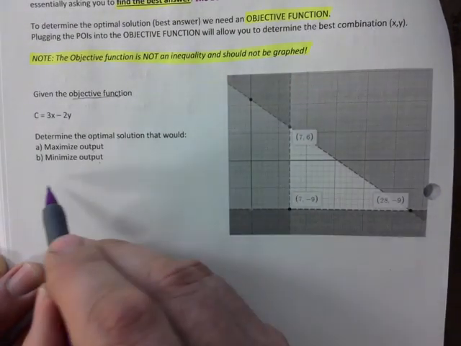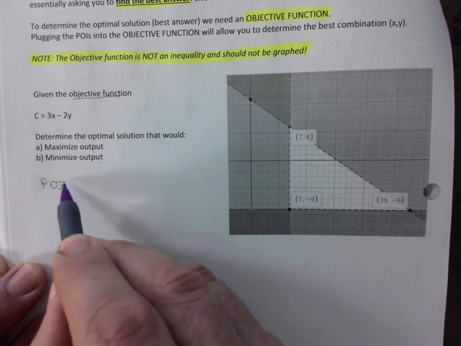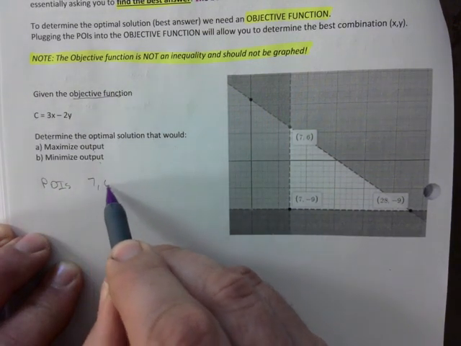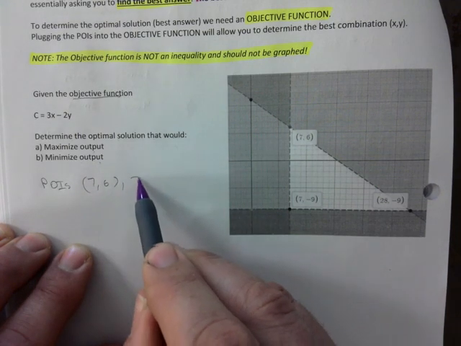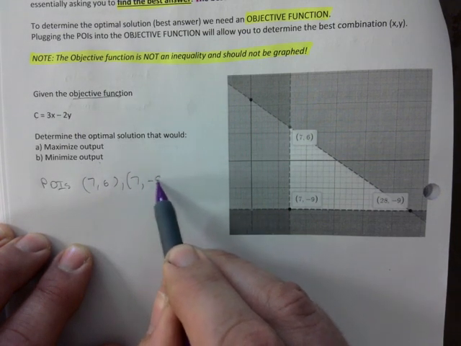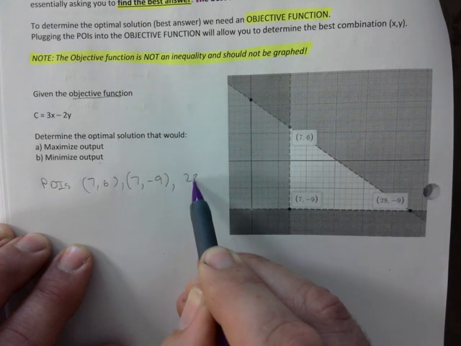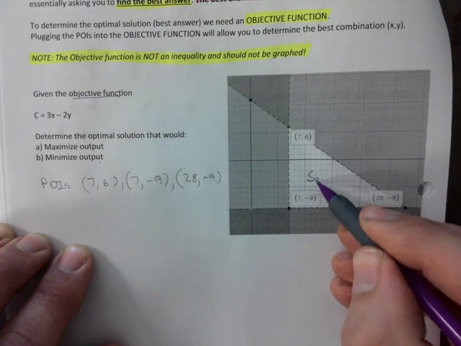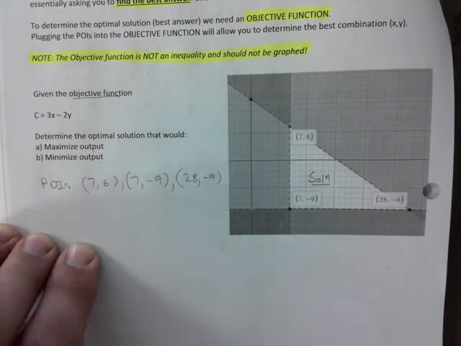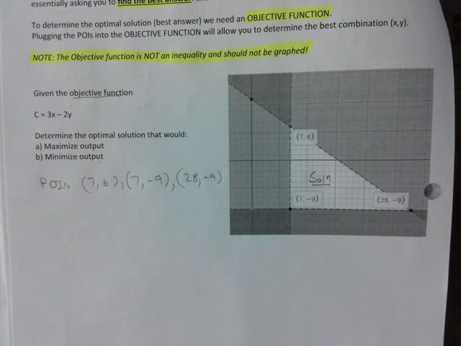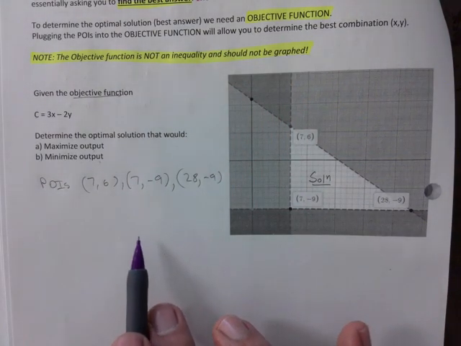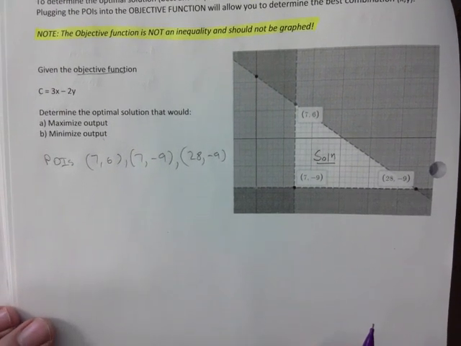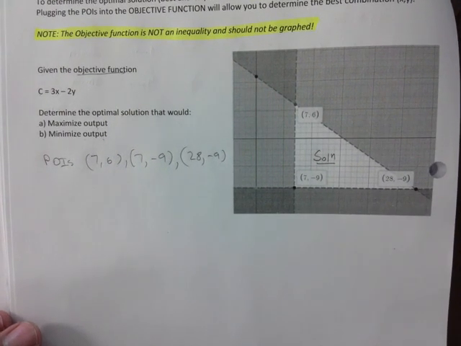So what we're going to do is, these are the POIs. Let's grab them. I already gave them to you. You have 7, 6. You have 7, -9. And you have 28, -9. So this is my solution region here, obviously. And so you've extracted the POIs. Normally you would use your calculator to do this. And so I'm going to try to answer this after doing the following steps.